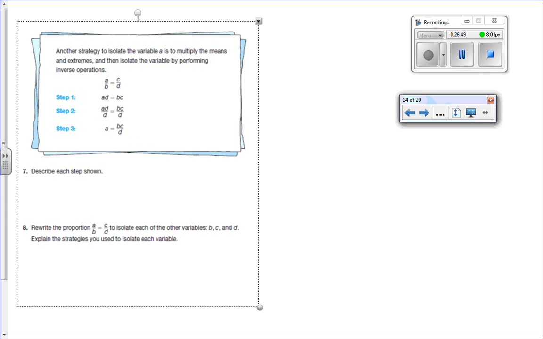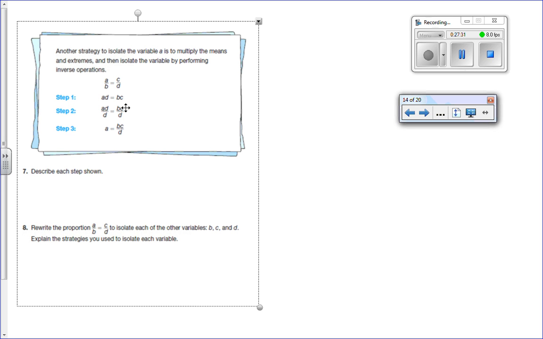Another strategy to isolate the variable A is to multiply the means and extremes and then isolate the variable by performing inverse operations. Basically, you should know how to do that. So you're saying C times B equals A times D. So that's what this is. And then you're dividing both sides by D. So it's the same thing as having a coefficient next to a variable that you divide by, which I showed you in previous slides on how to solve using that cross multiplication method.